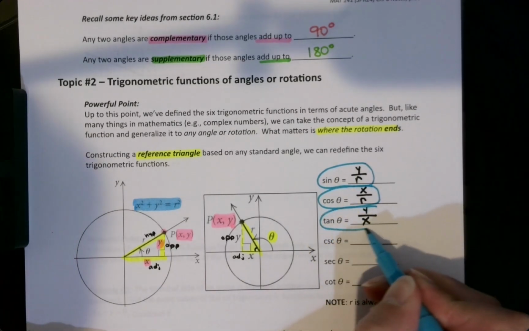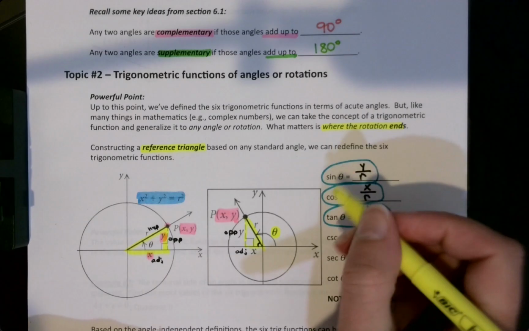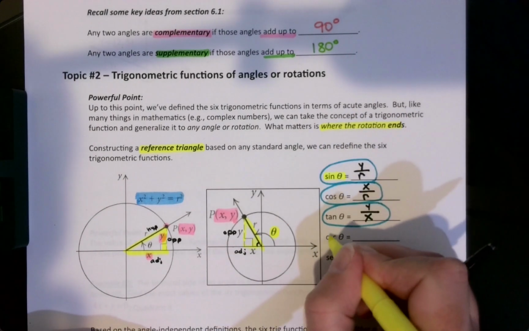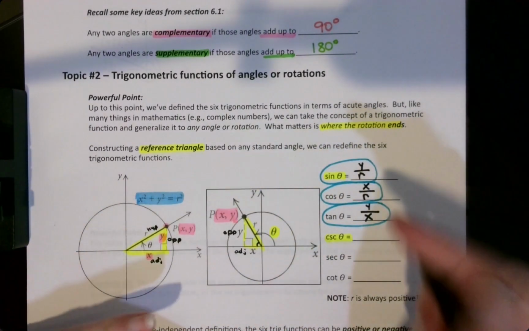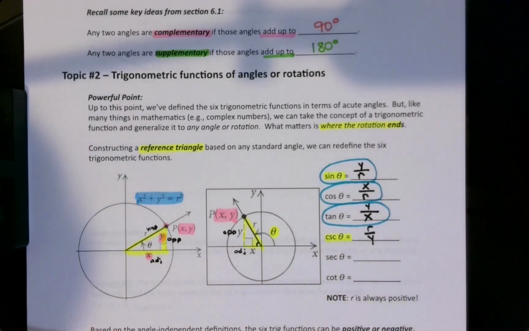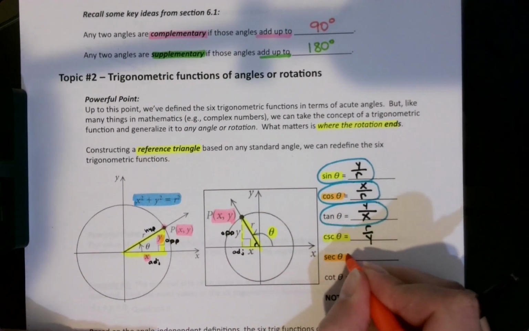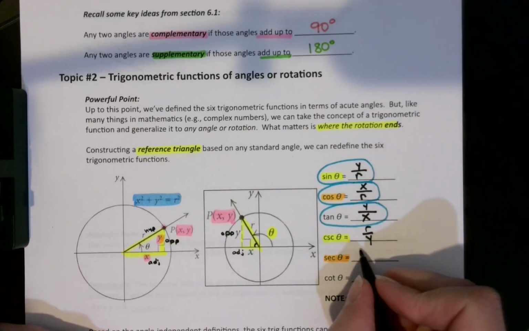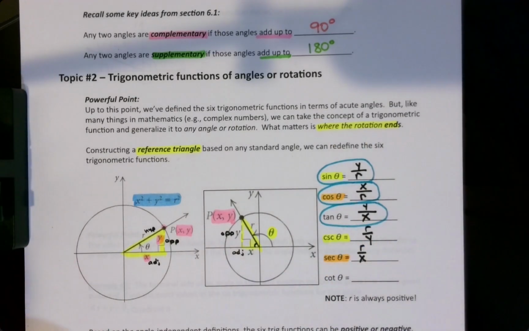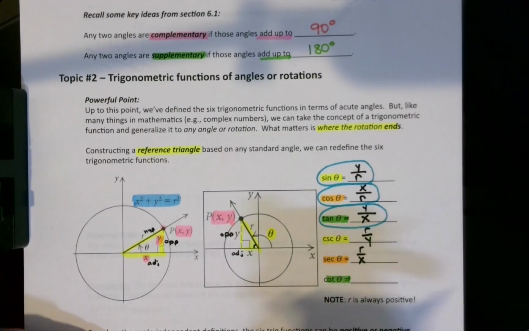And once we have our primary three functions, we can take their reciprocals to get the reciprocal three functions. So the sine function is going to be the reciprocal of the cosecant function. If sine is y over r, then cosecant is going to be r over y. We know that if cosine is x over r, secant is going to be r over x. And we know that if the tangent function is y over x, then the cotangent function is going to be x over y.